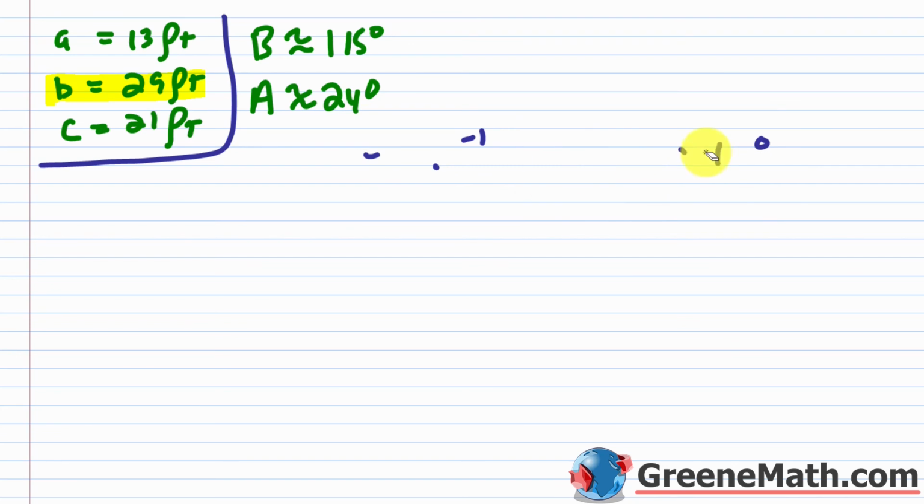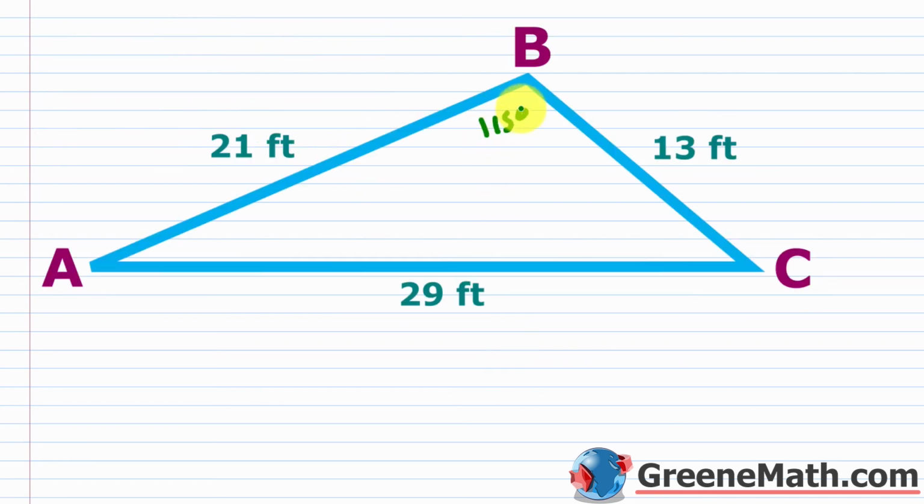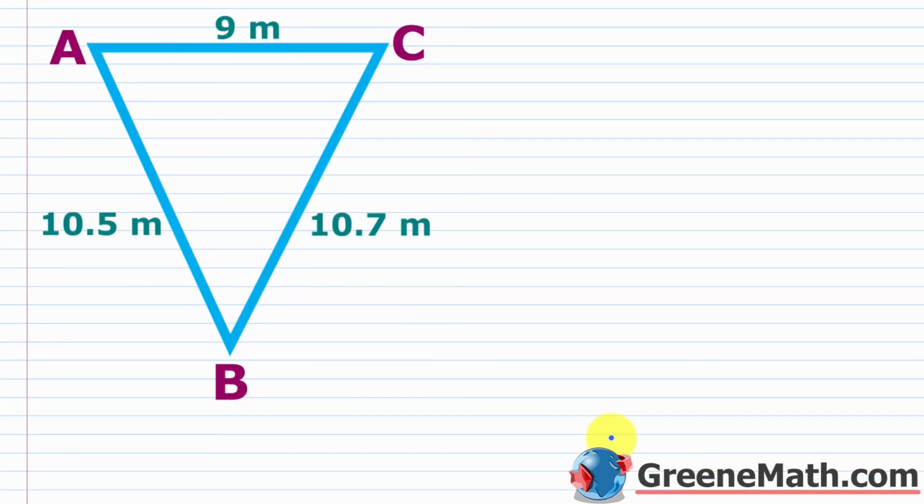So let's erase this. And then again, for C, all you have to do is do 180 degrees minus 115 degrees minus 24 degrees, and that's going to give me 41 degrees. Okay, so this is about 41 degrees. So let's go back up, and we'll say B is about 115 degrees, A is about 24 degrees, and C is about 41 degrees.